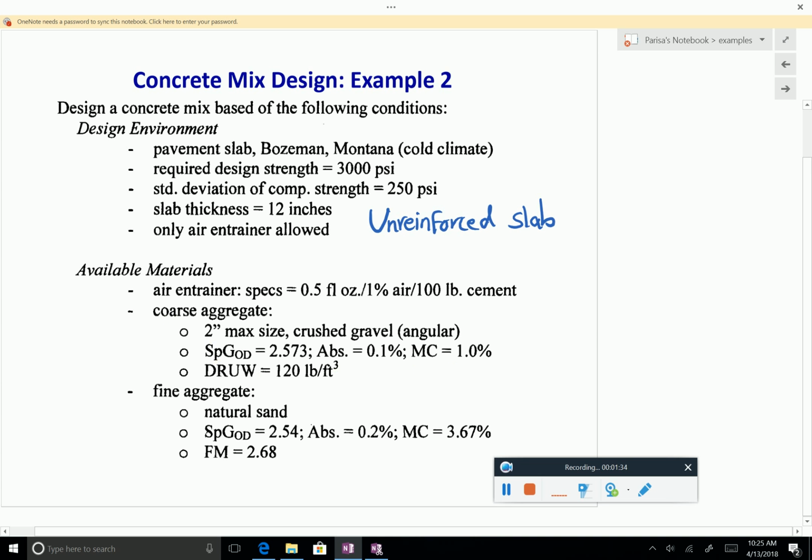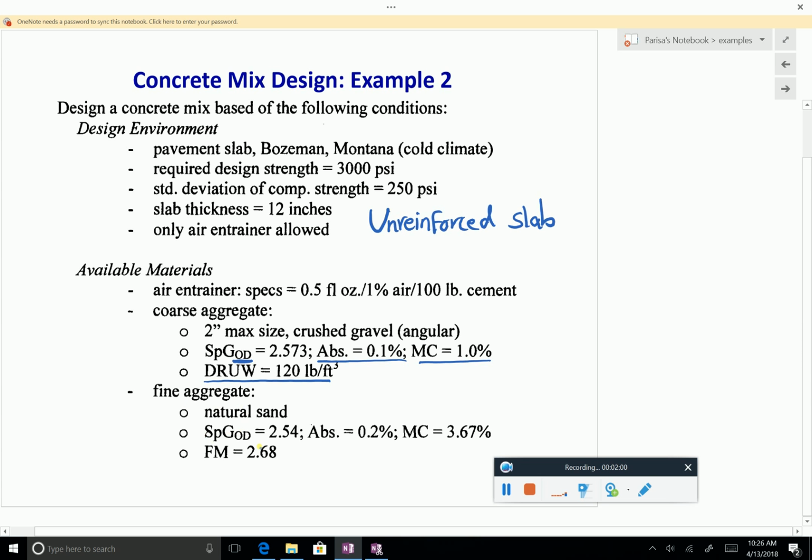And then you have coarse aggregate already 2-inch maximum size. You see, this is given, so don't be confused about that. And then a specific gravity oven dry, that's OD. Absorption and moisture content are given. And dry rodded unit weight is given. So these are important information.